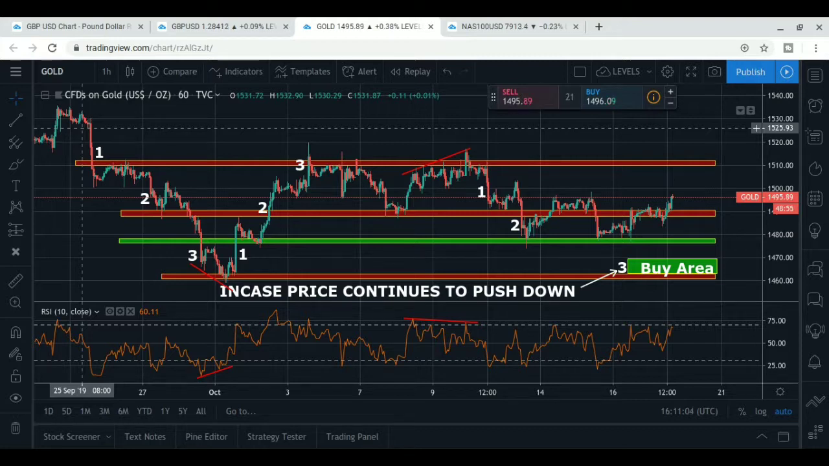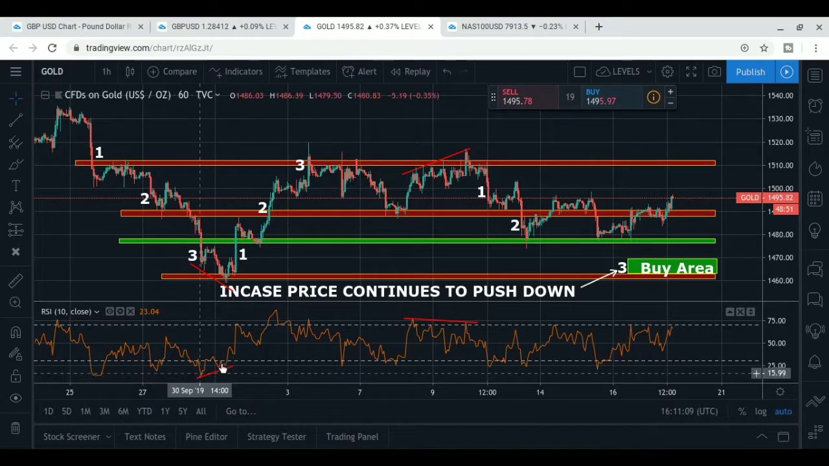And I use the RSI because the RSI helps me identify divergence with price, of course.